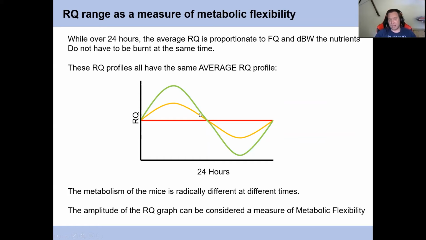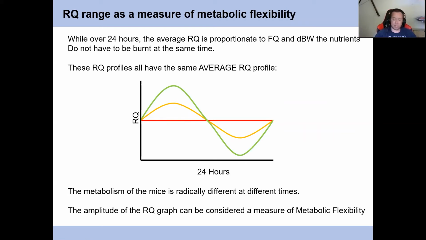So they all have, because I've drawn them, exactly the same average respiratory quotient. This area here and this area here are the same. But I would argue that the metabolism of the mice is radically different in these animals at different times. Now, I would argue that the amplitude of this respiratory quotient graph could be considered a measure of metabolic flexibility. How flexible is the animal at switching between carbohydrate and lipid utilization?